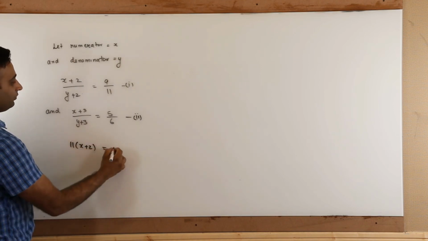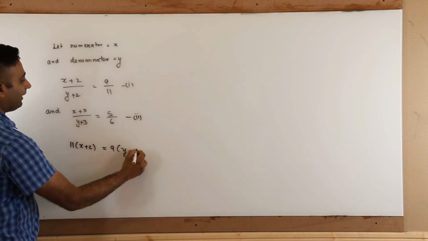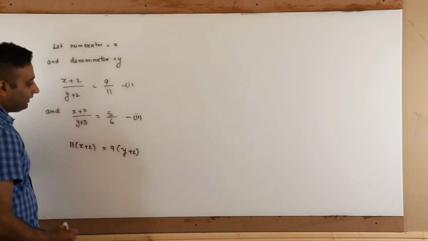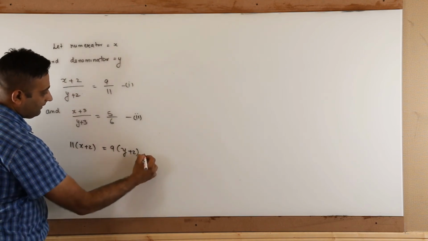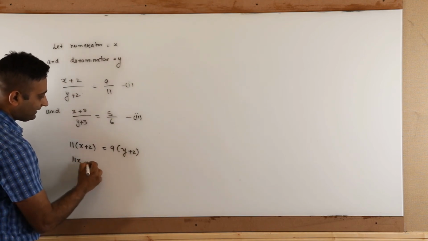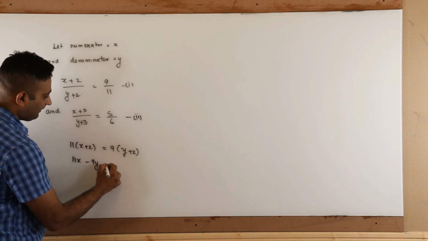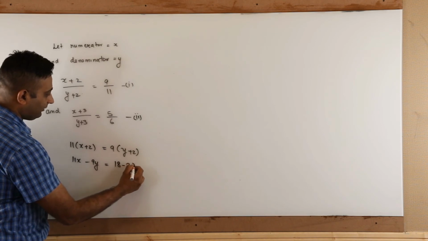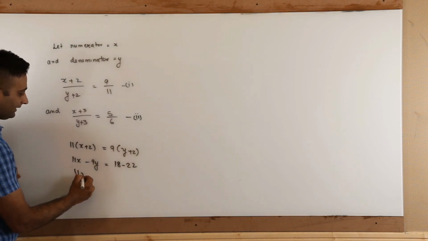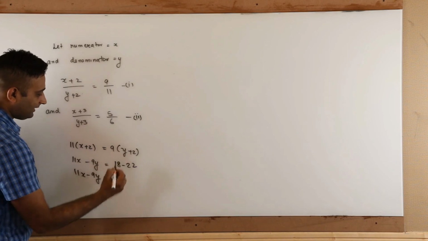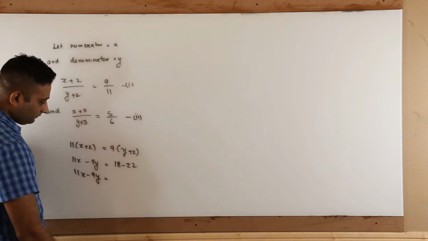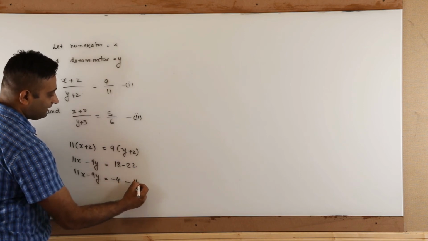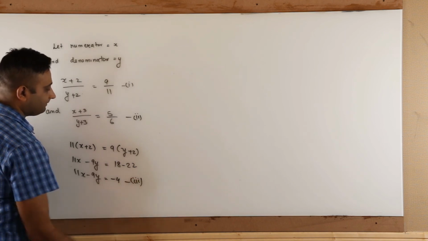11 into x plus 2 is equal to 9 into y plus 2. We have cross multiplied these numbers in equation number 1. That means 11x minus 9y equals 18 minus 22. That means 11x minus 9y is equal to minus 4. Let us give this equation number 3.